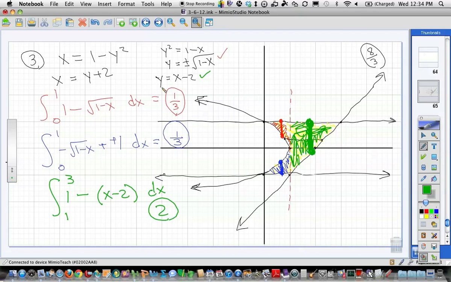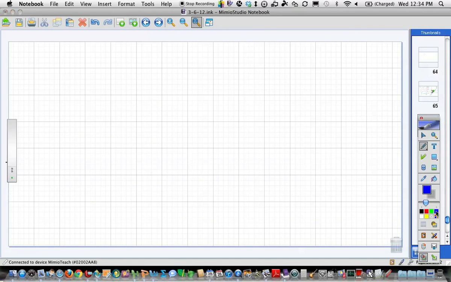Number 10 kind of changed direction a little bit, just talking about this idea of units. I won't spend a lot of time on it, but the idea is if you have the integral from 1 to 3 of f, and f is some rate of change, then the integral is what? Net amount of change.